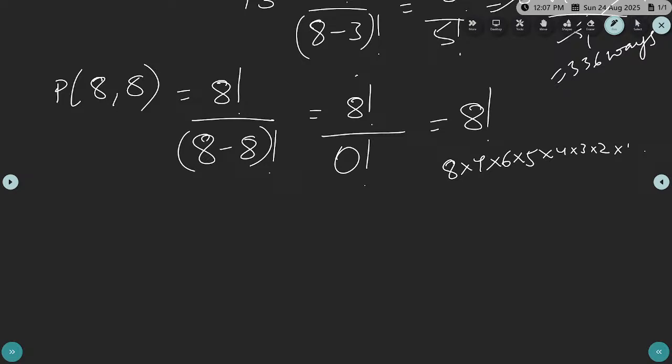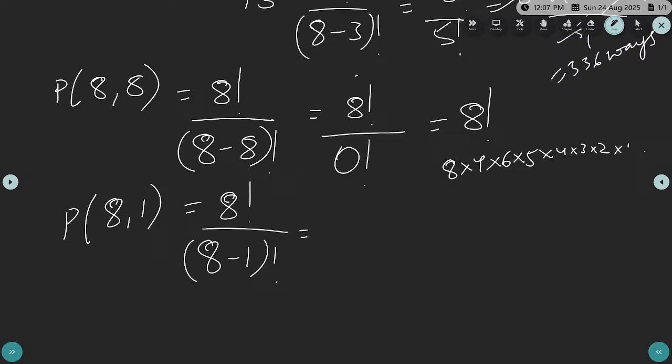Next one is P of 8, 1. Now what is the answer? 8 factorial by 7 factorial. So what is the answer? Only 8, not 8 factorial.